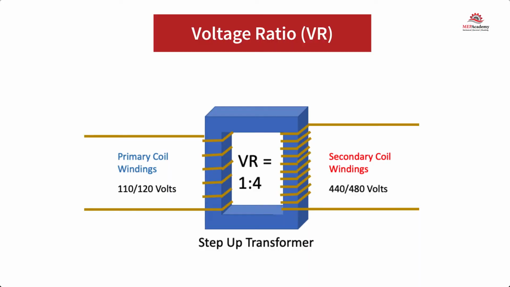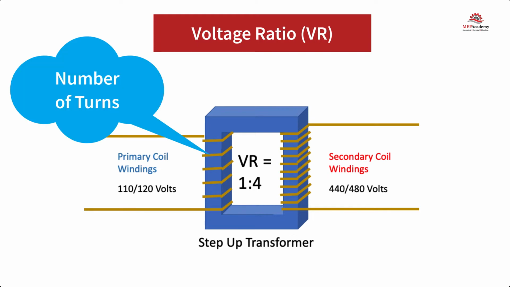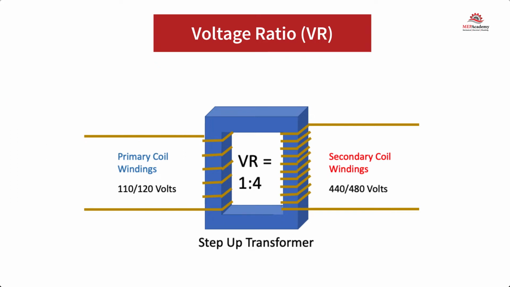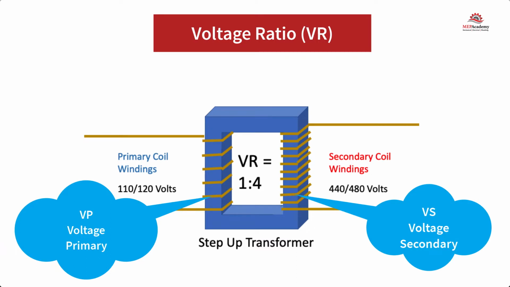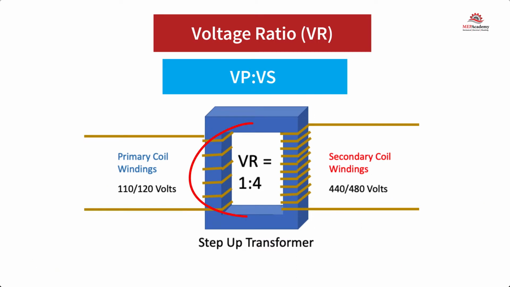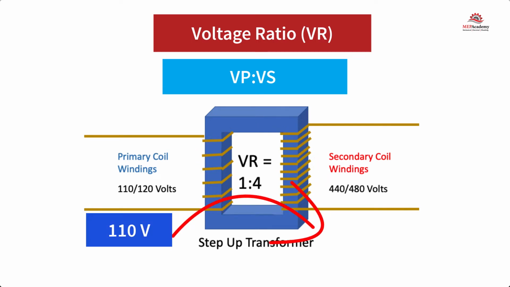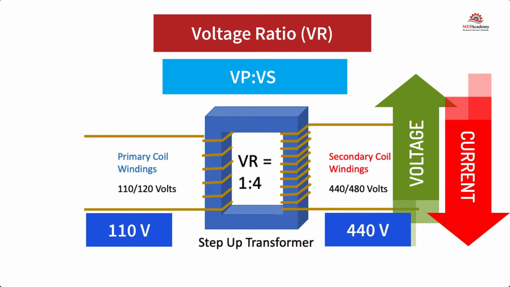Voltage ratio. The voltage of the coil windings in a transformer is directly proportional to the number of turns on the coil windings. The voltage ratio is expressed as the relationship of the primary voltage to the secondary voltage. A voltage ratio of 1 to 4 means that for each volt on the primary, there will be 4 volts on the secondary. This would be a step-up transformer, as the voltage on the secondary side has increased.